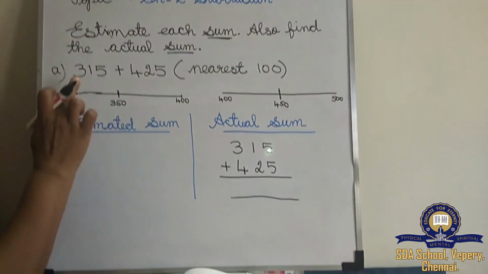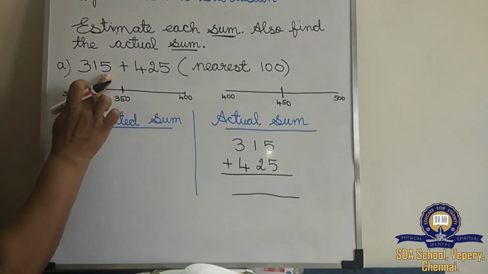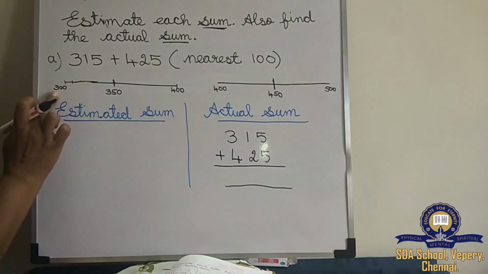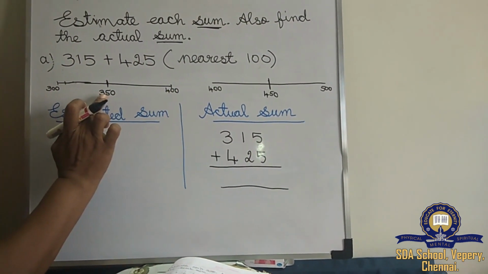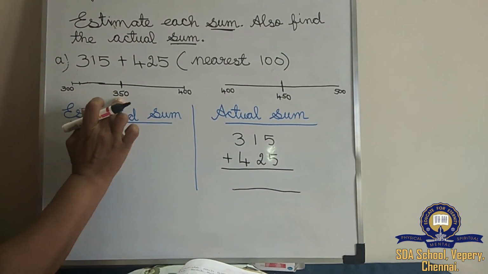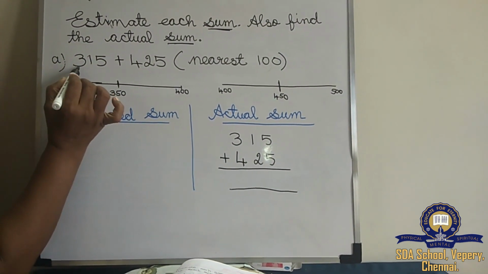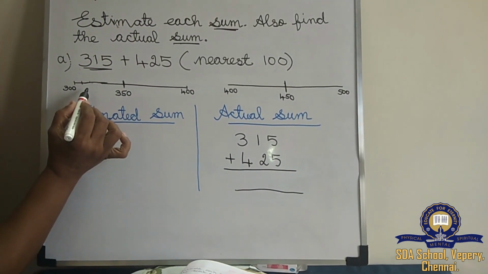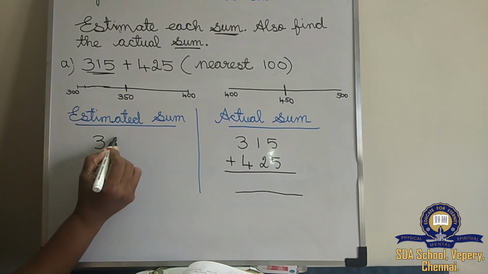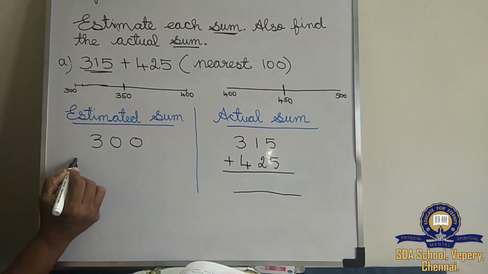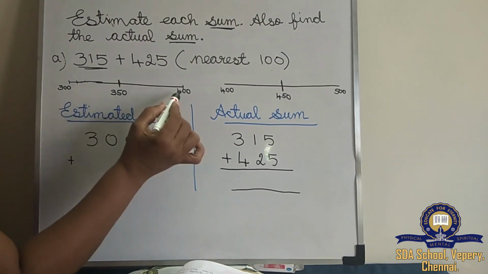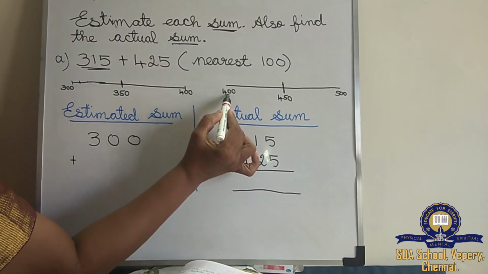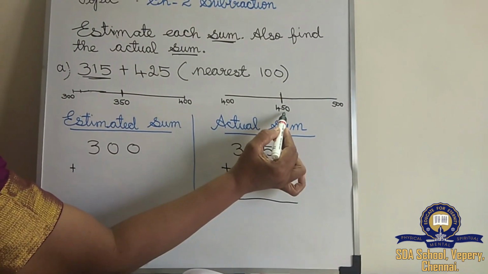Nearest 100. So what sum have I given? 315 plus 425. So how do we have to write? See, you have to write 300 here, 400, and what you have to write here? 350 in the middle. So first you have to see 315. See, 315 comes below 350, isn't it? So what you have to write? 300 plus. And here 400 is there, so 400 to 500 you have to write, and 450 is in the middle.